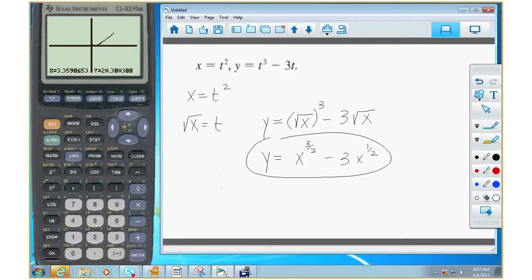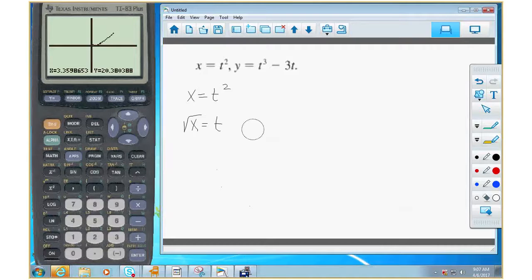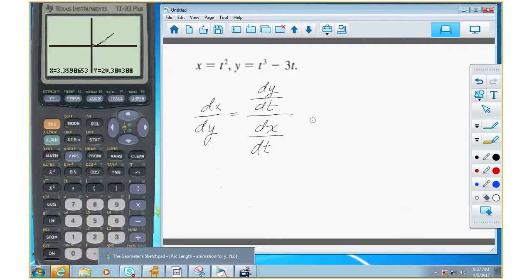Now, take the derivative. dy/dx is equal to dy/dt over dx/dt. So you take the derivative of this guy, you take the derivative of this guy, and put this guy over this guy, and simplify. So, what's the derivative of dy/dt? That would be what? 3t squared minus what? Over 2t.